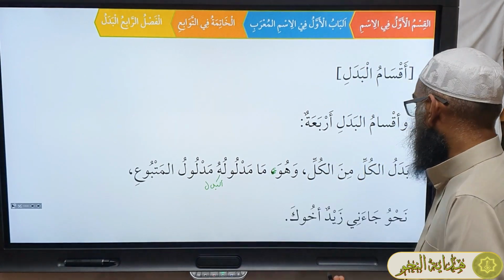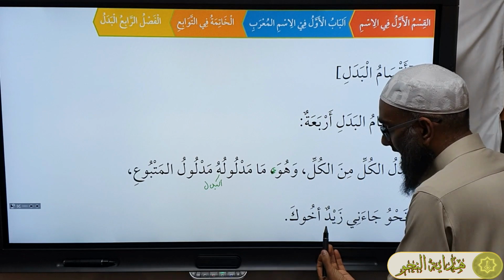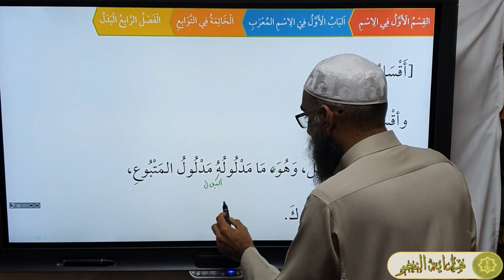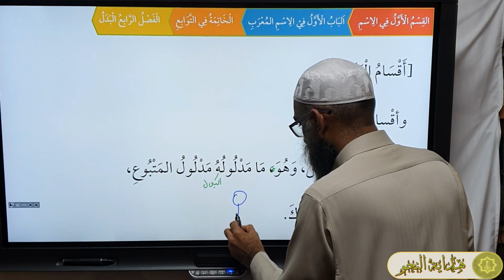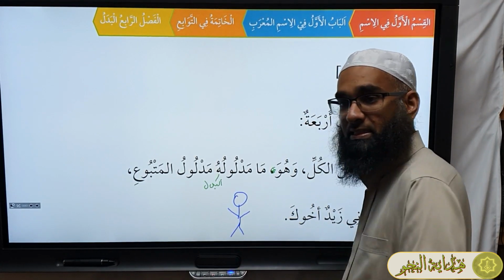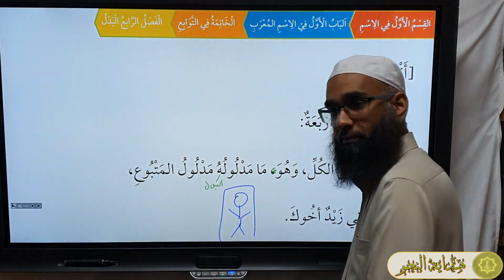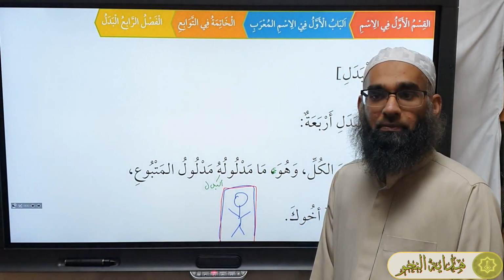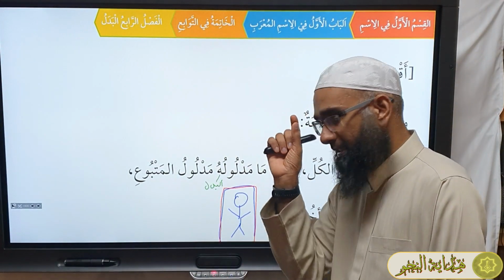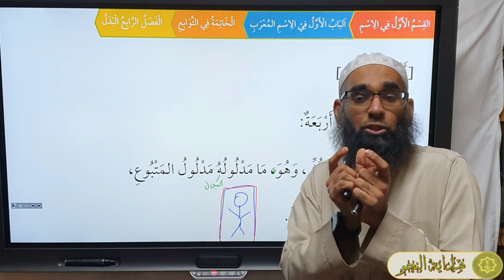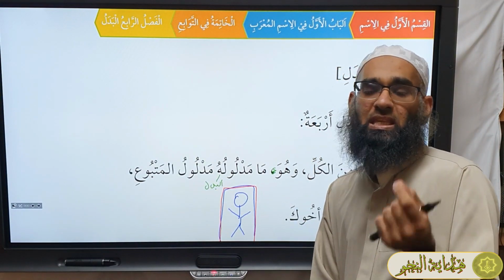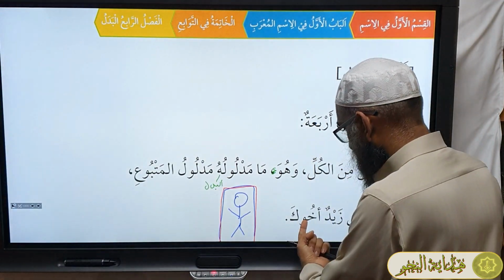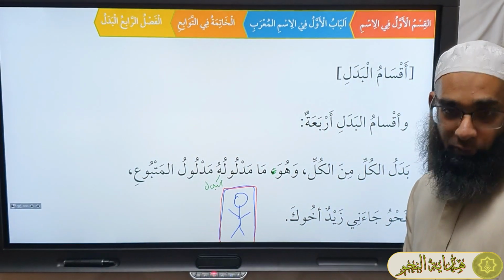So for example, when I say Ja'ani Zaydun akhuka, when I say this is Zayd, Zayd denotes what? This. When I say akhuka, what does that denote? The same thing. So the thing which is understood from Zayd is the exact same thing understood from the badal, akhuka. You understand that?